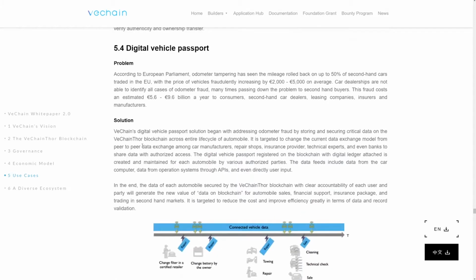Another quite a cool use case is this digital vehicle passport, because as you may have experienced, the mileage is being rolled back on up to 50% of the second-hand cars, for example, in the European Union. And of course, the car dealerships are not able to identify all cases. And in total, this fraud can cost up to 5.6 to 9.6 billion euros per year, affecting all the customers, second-hand car dealers, leasing companies, insurers, and manufacturers as well.